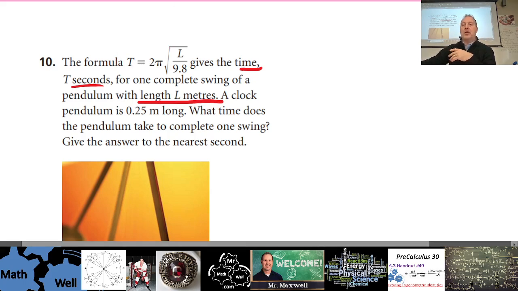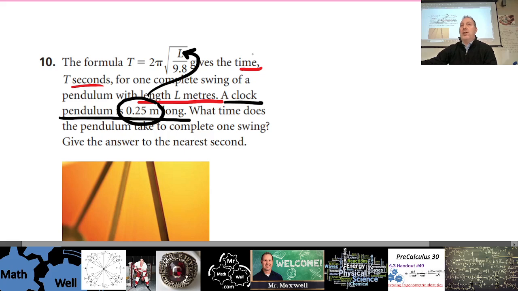Now here we go. A clock has a pendulum that is 0.25 meters long. That's 25 centimeters long. It's swinging like this, okay? What time does the pendulum take to complete one swing? Give the answer to the nearest second. Okay. So all you do is plug this length in for L.